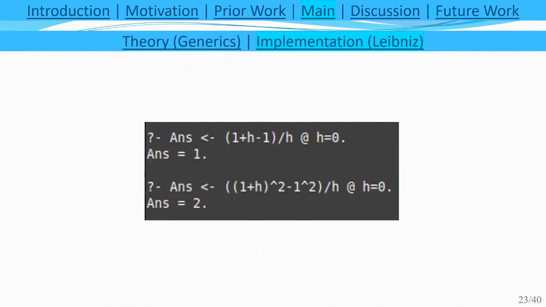We retried the previous problems in Leibniz. As we can see in the figure, Leibniz correctly handles both traditionally indeterminate forms.